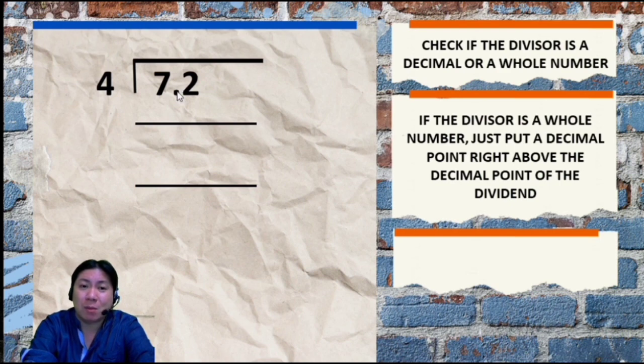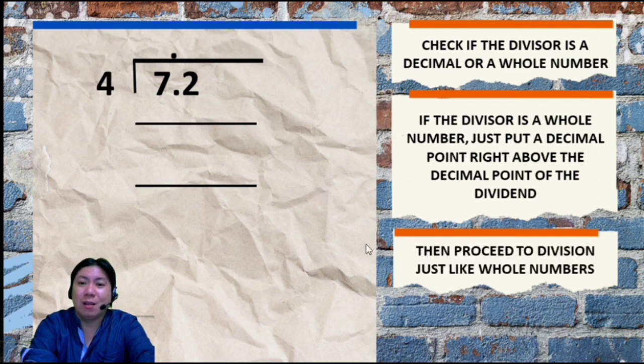So kung andito yung decimal point natin, we need to put a decimal point right above it. After that, we can now proceed to division just like whole numbers. Magdi-divide na tayo, parang whole numbers. Okay, so let's divide. So let's start with this digit first, 7. 7 divided by 4 is 1.